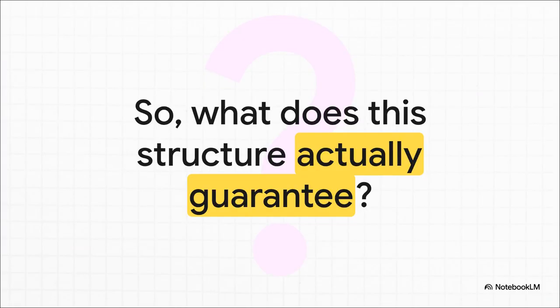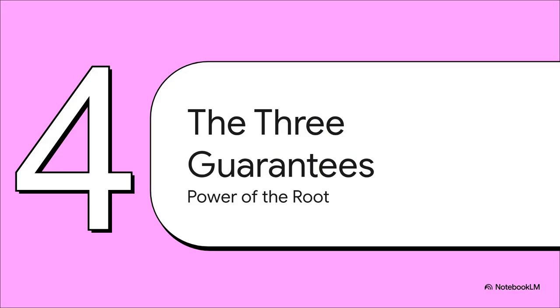Okay, so we've gone to all this trouble to build this intricate digital pyramid. What do we actually get out of it? Building a structure like this gives us some incredibly powerful assurances. You see, the power of that single Merkle root, that one fingerprint at the top of the pyramid, it gives us three fundamental guarantees. And these guarantees are the pillars that make the entire system trustworthy.